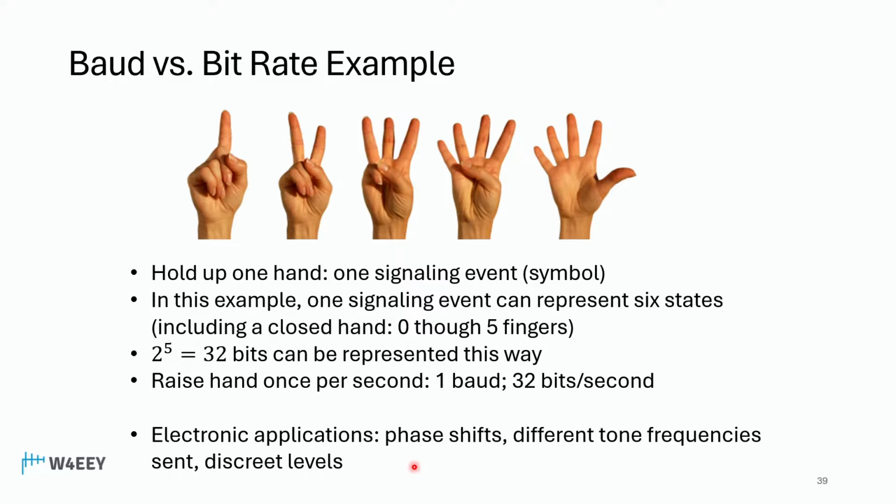So how does this happen in electronics? We can be shifting phases rather than raising fingers. We can be changing tone frequencies. We can be sending discrete levels. We just raise our hand part way or all the way up.